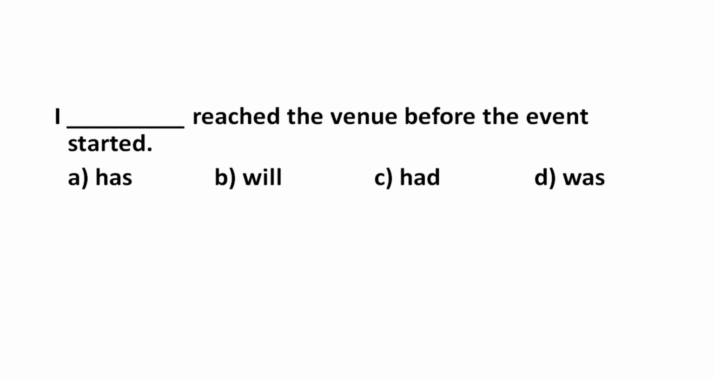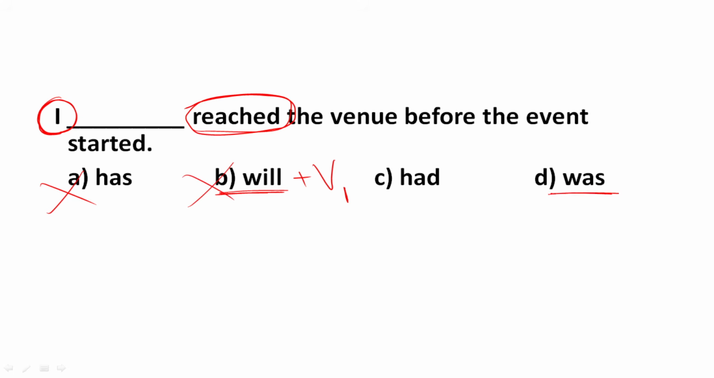Let's go to the next question. I dash reached the venue before the event started. Let's take the subject first of all, I. Now there is no relation with the first option, I has. Now I will is okay, but when will comes, the verb is in the first form. Here reached is not the first form of the verb, so it is gone. Now I can use verse, but if I want to use verse, the verb should be in the continuous form. Reaching is not the continuous form, it is gone.